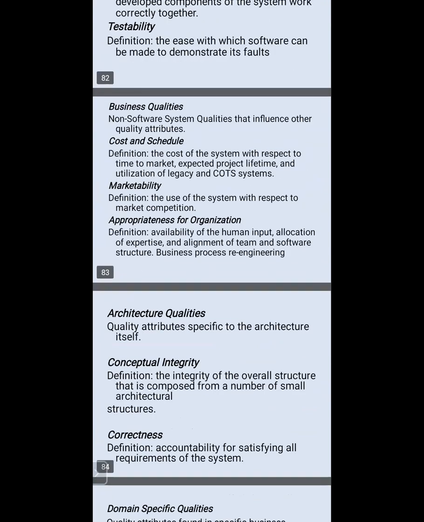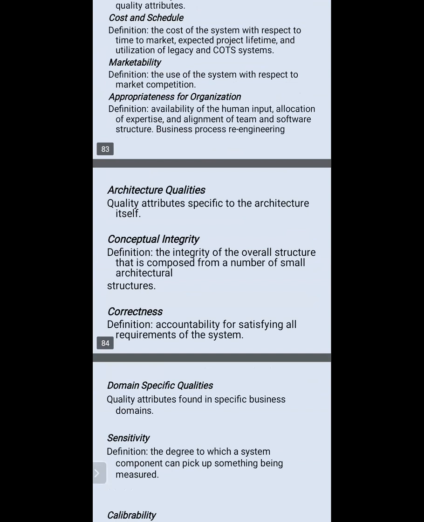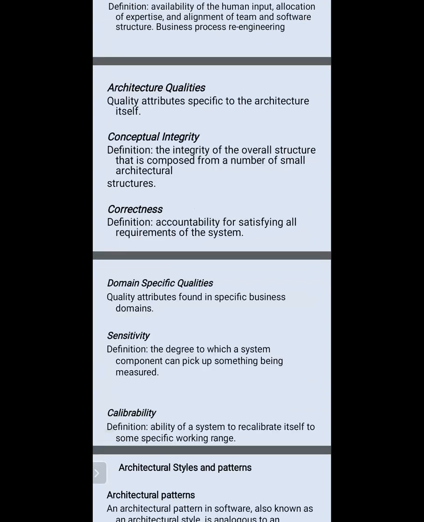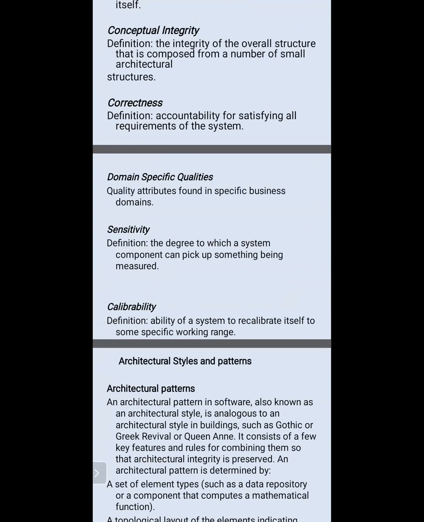is business qualities: cost and schedule, marketability, appropriateness for the organization. That means how much time is needed, how we are doing in the market, whether it is within the schedule or the rollout of the schedule, how much cost is there, how much benefit is there. These types of things are verified under business qualities. And the last one is architectural qualities: conceptual integrity and correctness. And we consider some other things, those are domain specific qualities. These also verify some other qualities, those are sensitivity and calibrability.